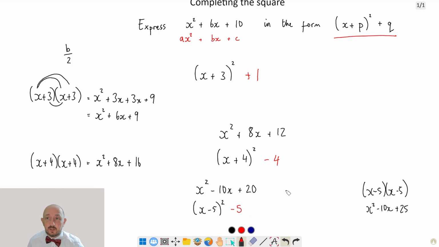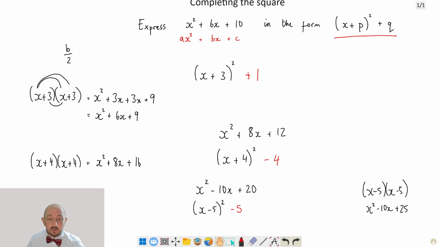Okay, so completing the square isn't actually too bad once you get the hang of this first step. We're just going to take the b term, divide it by 2, and then the completing part is this kind of fudge factor at the end to try and make it balanced to what we actually want.